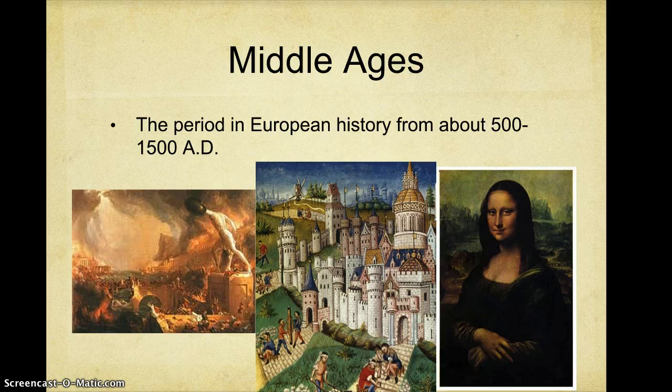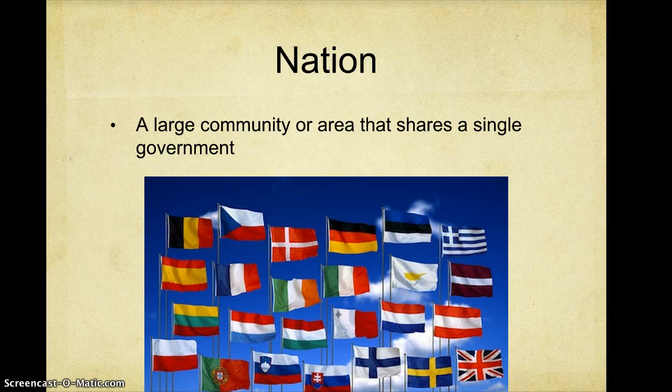All right, our next word is nation. It's a large community or area that shares a single government. An example of a nation could be the United States. We are a large community and we have our big national government. So basically, almost any country could be considered a nation. That's why I have all these flags. So whenever you see this, just remember any kind of community that shares a government could be a nation.